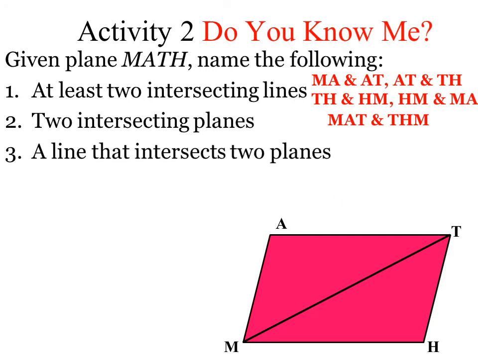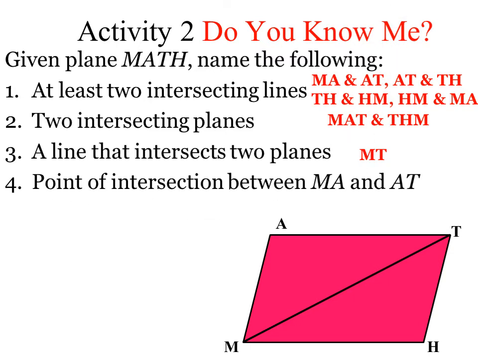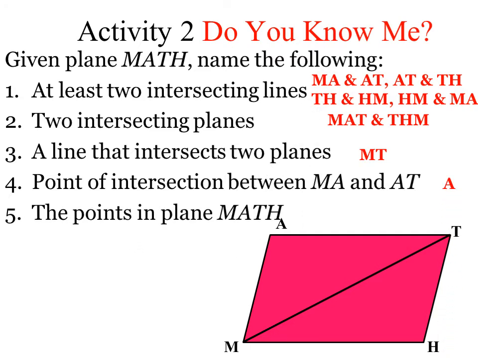Number 3, a line that intersects 2 planes. What line intersects the 2 planes? We have line MT. Okay, number 4. What is the point of intersection between line MA and AT? It is point A. Then number 5, what are the points in plane M? So there are points M, A, T, H. Okay, do you know now, class? Can we proceed or do you have any question?